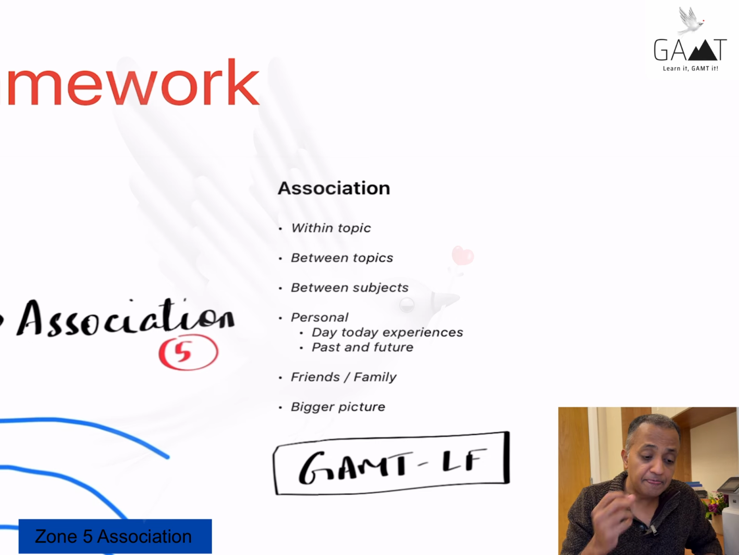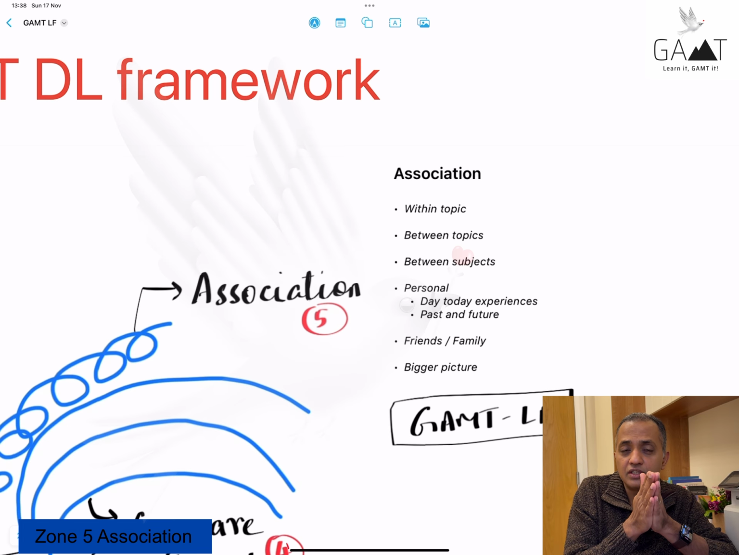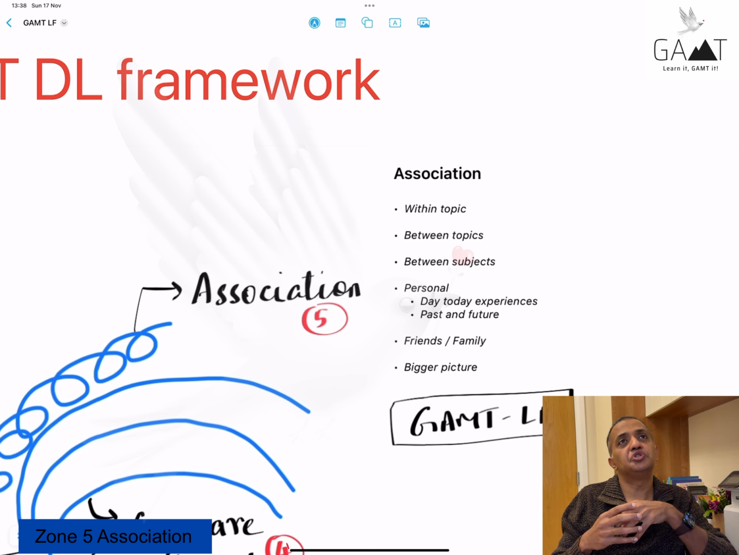Then comes the next level. This is within topic, between topics, and between subjects. Now we're stepping out into the next zone, which is personal, where you try to associate the topic you learned with your day-to-day experience, your past, and your future experience. What do I mean by day-to-day experience? How can you relate raised intracranial pressure to it?